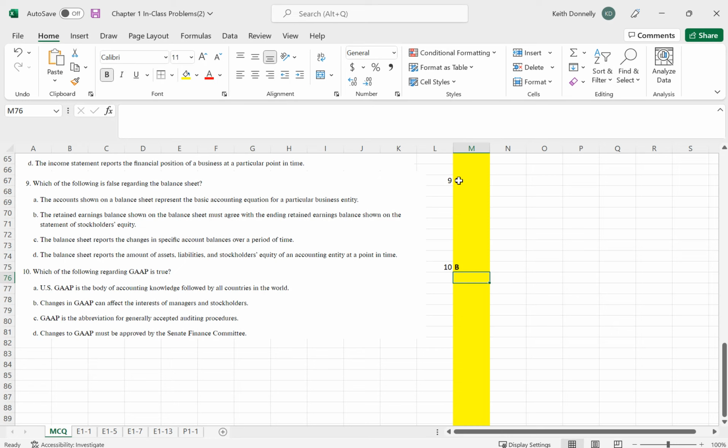So A, U.S. GAAP is a body of accounting knowledge followed by all countries in the world. No, that's false. Remember we said, a lot of the other parts of the world use IFRS. It's like the metric system. C, GAAP is an abbreviation for generally accepted auditing procedures. That's false. It means generally accepted accounting principles, not auditing procedures. And then D here says changes to GAAP have to be approved by the Senate. No, that's not the case. Changes to GAAP are made by the FASB, not by the Senate.